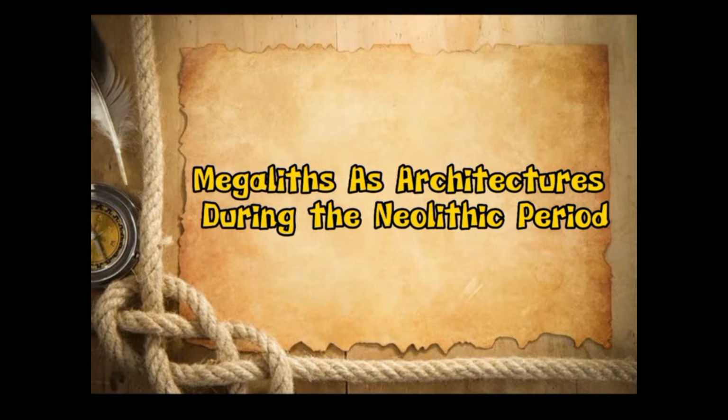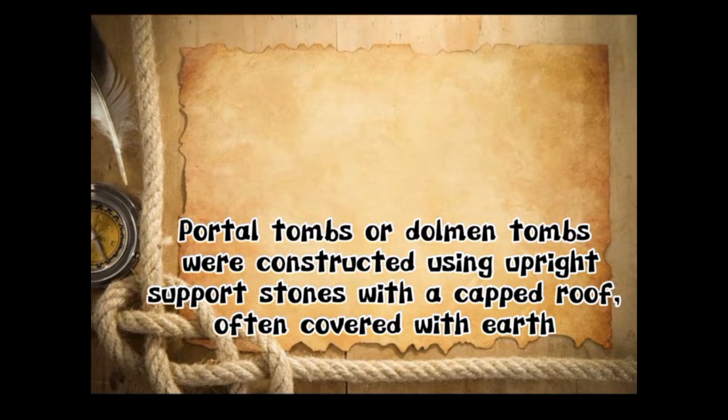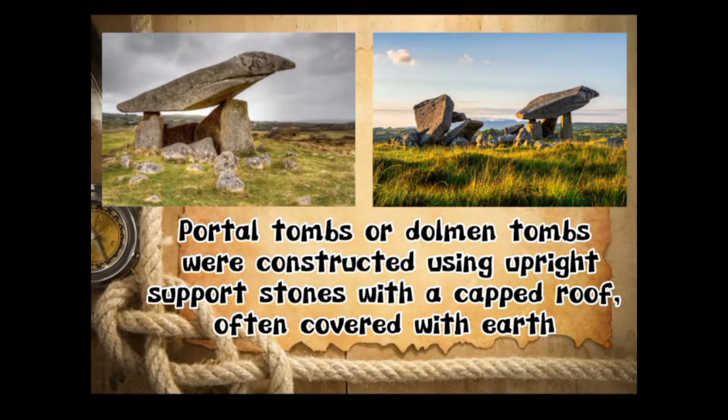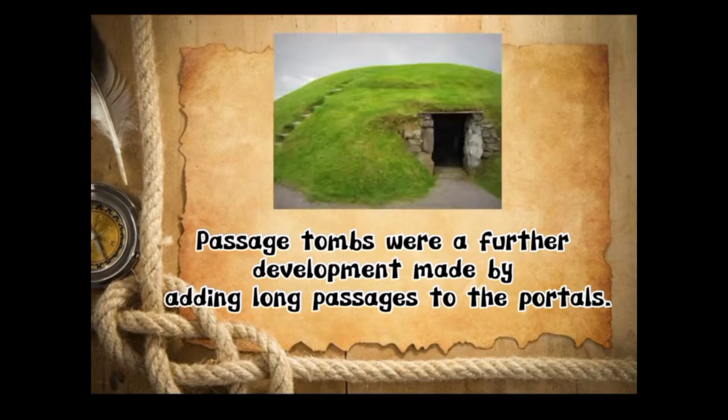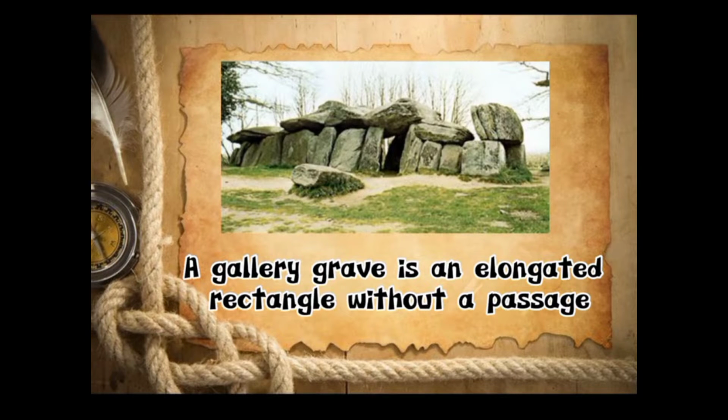Megaliths were an architecture of the Neolithic period. A portal tomb or dolmen tomb was constructed with upright support stones and a cap roof, often covered with earth. Passage tombs were a further development, made by adding a long passage to the portal. A gallery grave is an elongated rectangle without a passage.